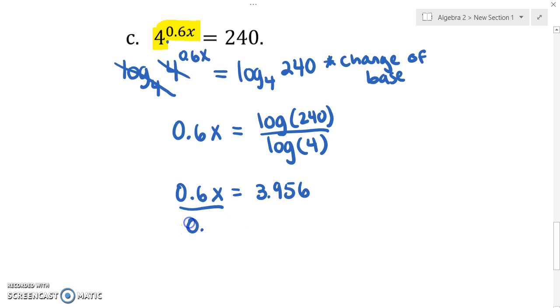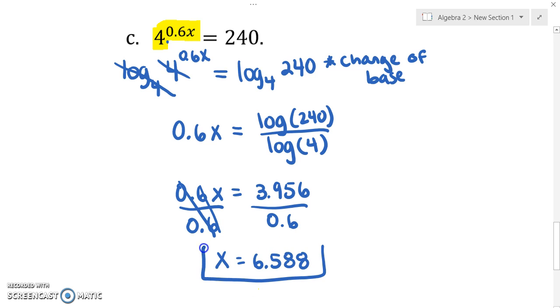And then we're going to go ahead and divide by 0.6. And x equals 6.588. All right. So we're doing inverses on pretty much all of them. All right, let's look at the last one.